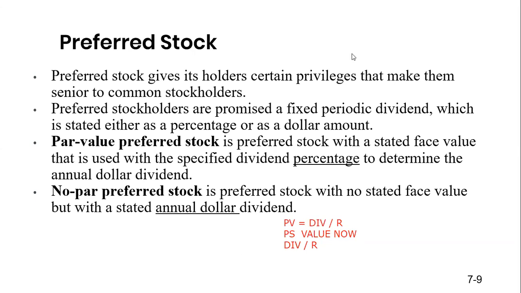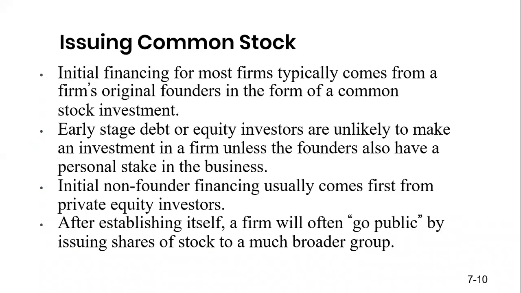But what happens if I have changing dividends? This is what we're going to see later in the common stock. So the preferred stock has fixed dividends, while the common stock dividends depend on the profit that the company has. So here, how do they issue the common stock?